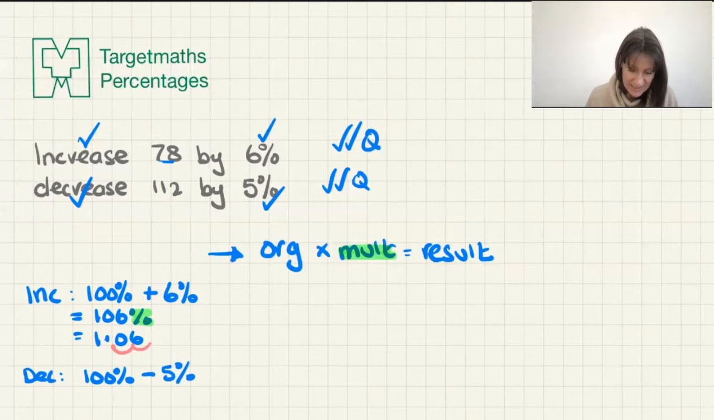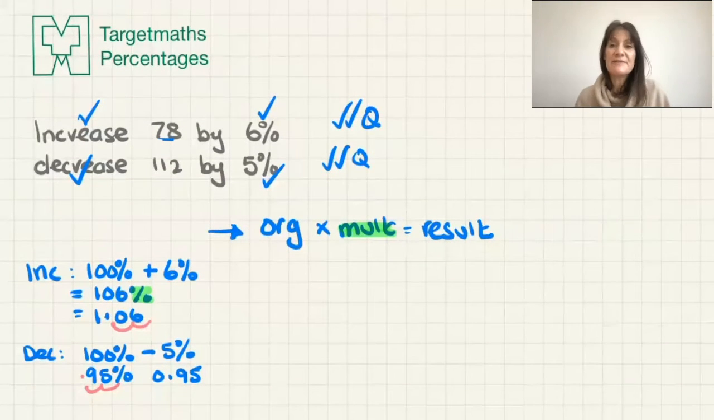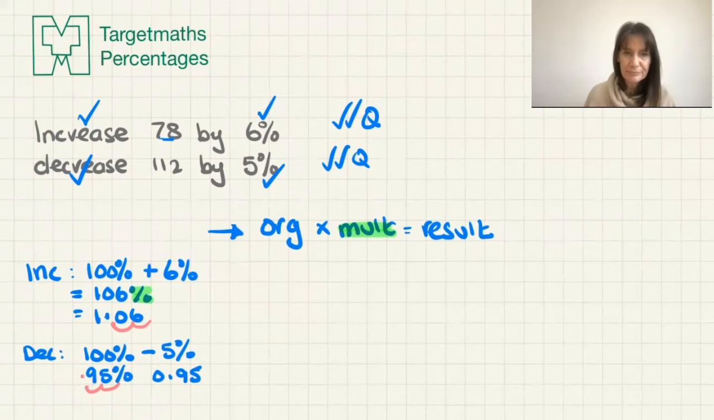100% take 5% is 95%. And then if I think about the decimal, I just got to come in 2 places, and my decimal is going to be 0.95. That gives me the multiplier, and I have to do that work. I can't rely on a calculator doing it for me. So it's really, really important that I kind of know what I'm doing there.